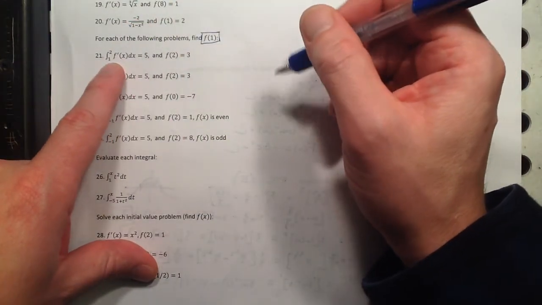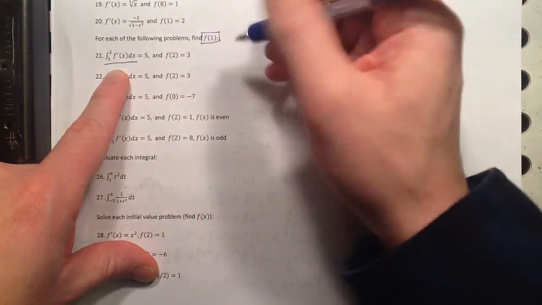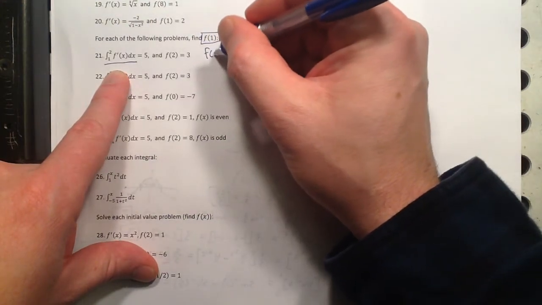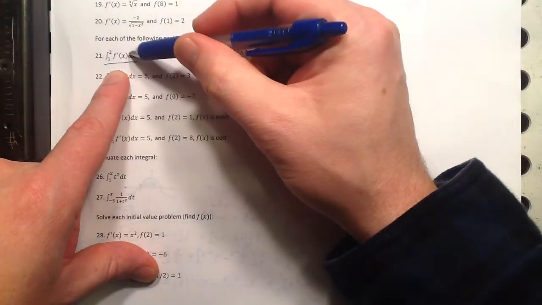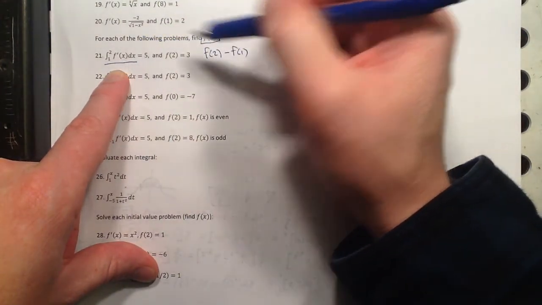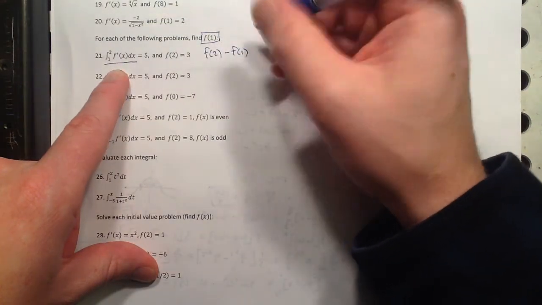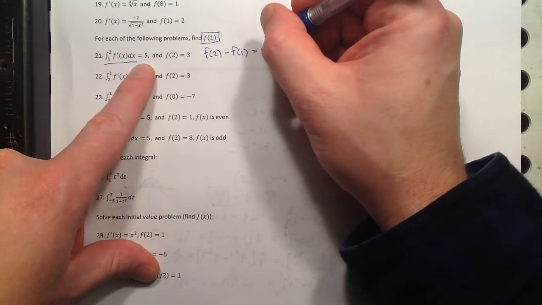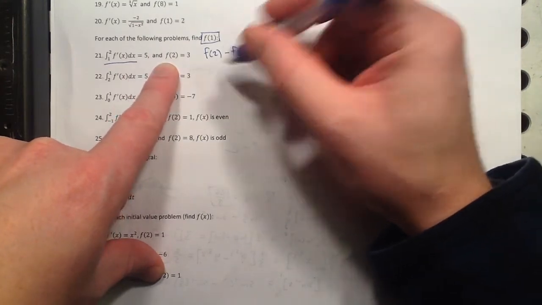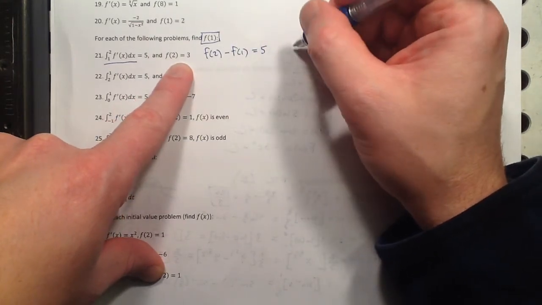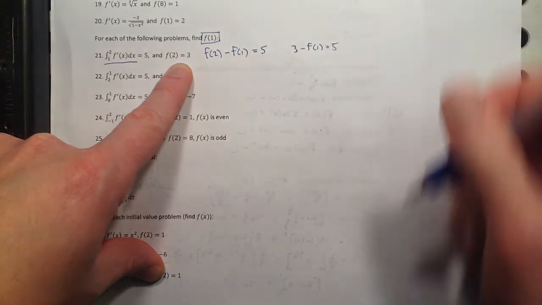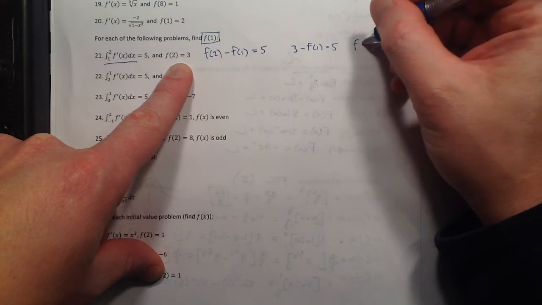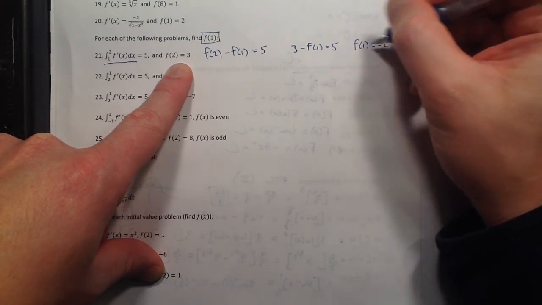But we do know, in these we're supposed to find f of 1. So here, I know from fundamental theorem part 2 that this is equal to f of 2 minus f of 1, right? The antiderivative of f prime is just f, right? And here that's equal to 5. So f of 2, we're given that that's 3. So 3 minus f of 1 is equal to 5. So of course f of 1 then would have to be equal to negative 2.